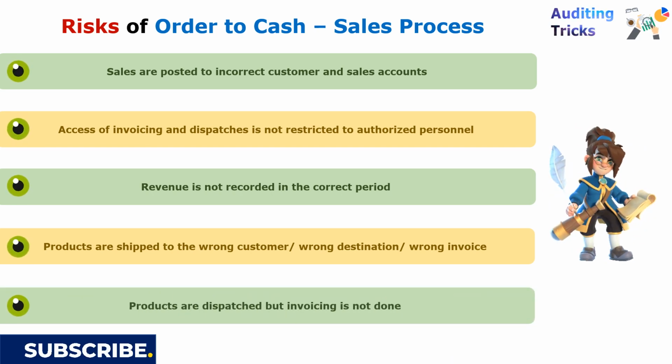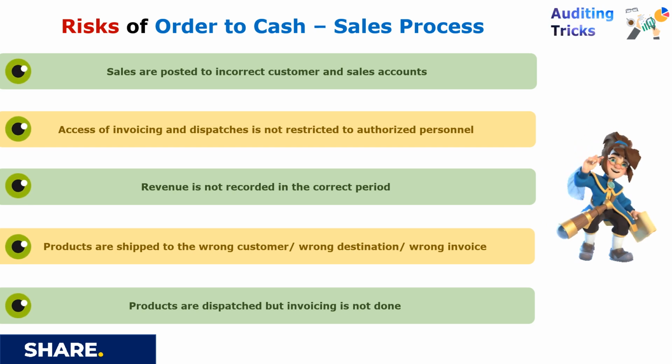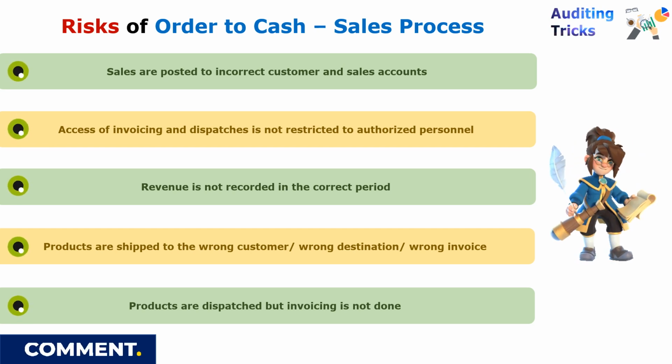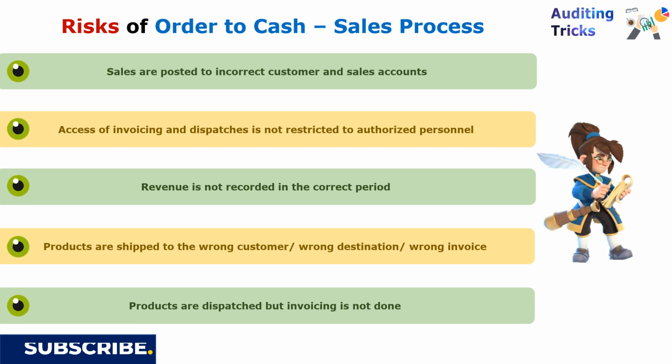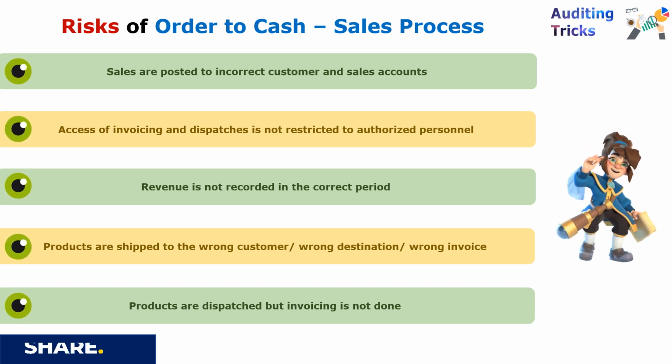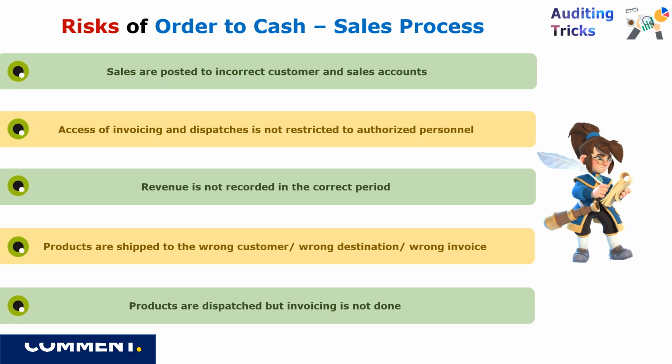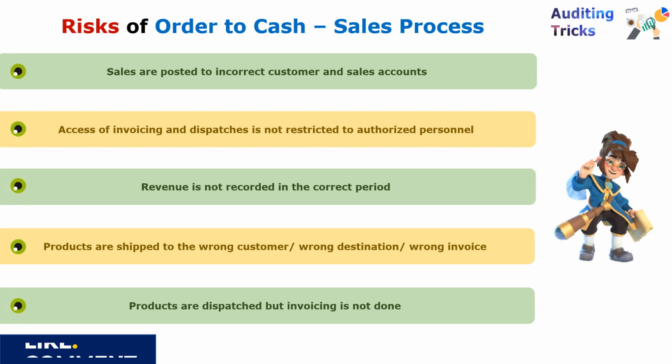The last one is products are dispatched but invoicing is not done. Here we need to ensure that material is dispatched only after creation of the invoice. It is not a fraud risk and can be rated as a medium risk.